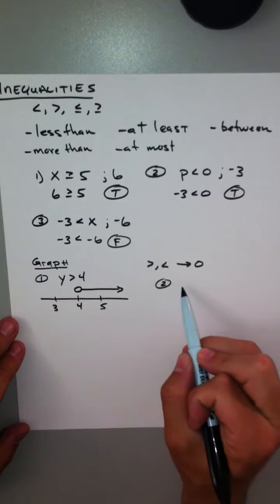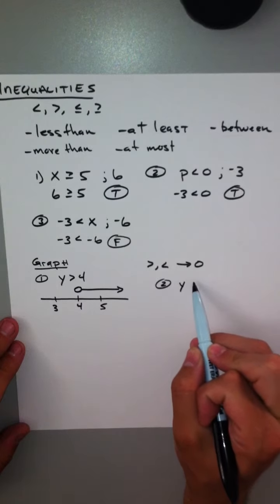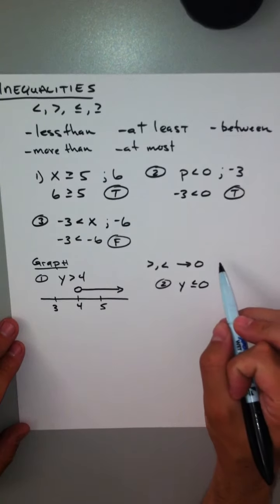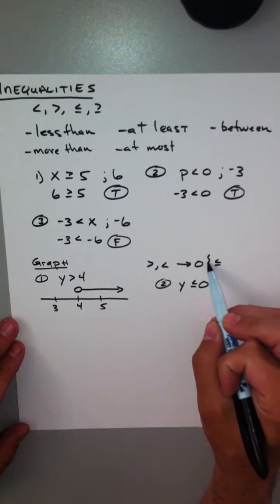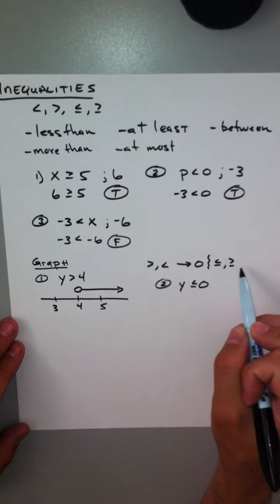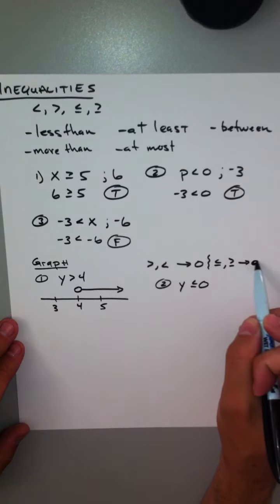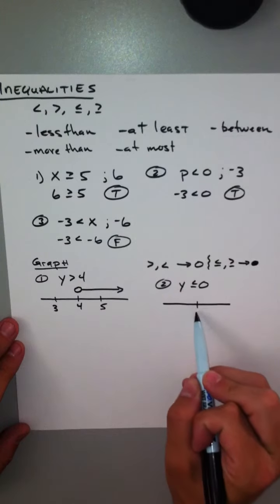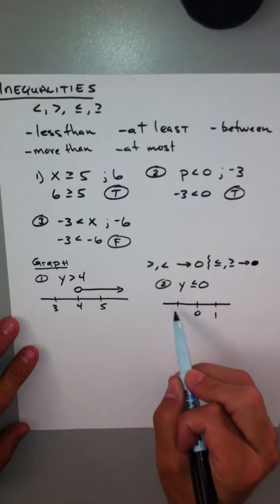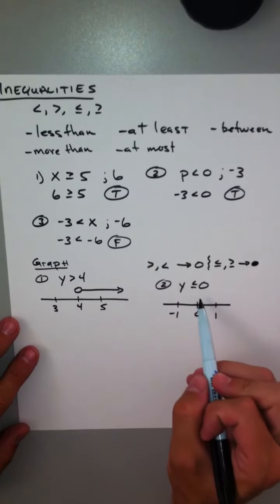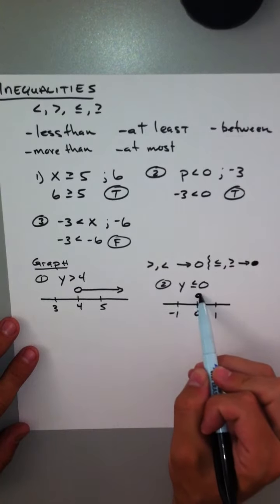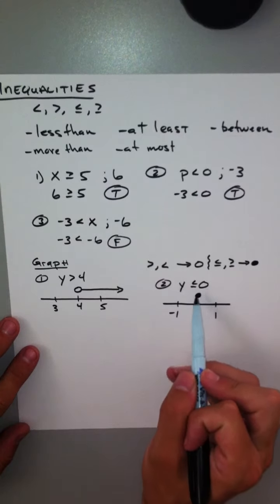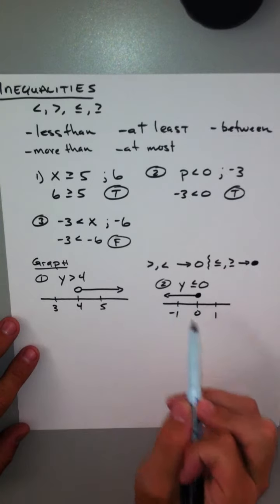Let's try another one. What if I had something like this? Y is less than or equal to 0. Well, if you have less than or equal to, or greater than or equal to, you're always going to use a closed circle. So, on a number line, here's 0, here's 1, here's -1. At 0, I'm going to put a closed circle because we're going to include 0. So all the numbers that are equal to 0 and less than. So I'll go this way.